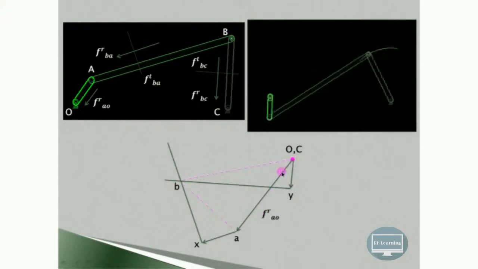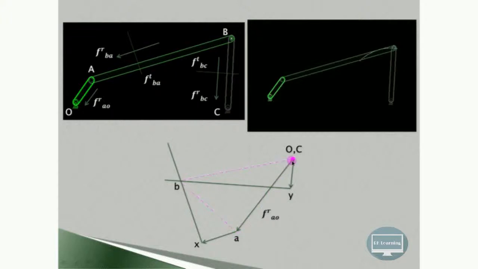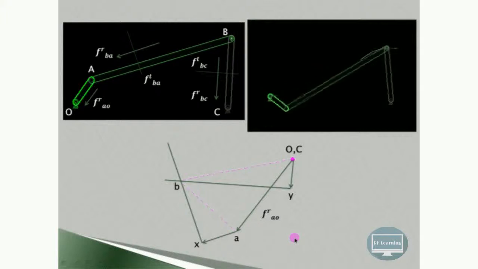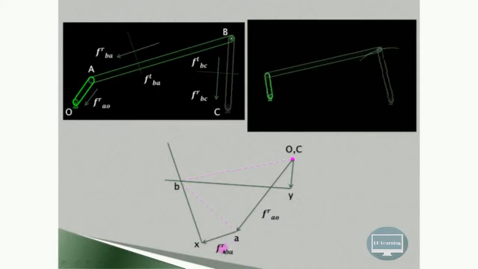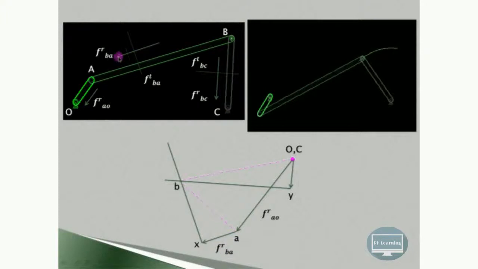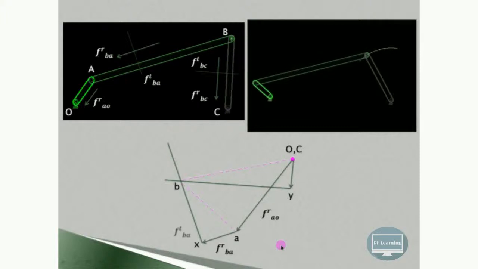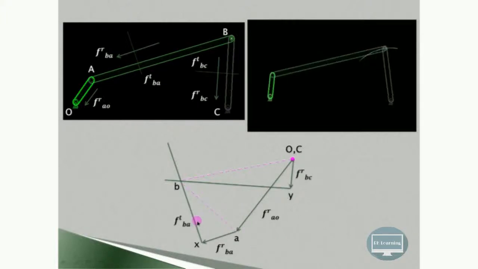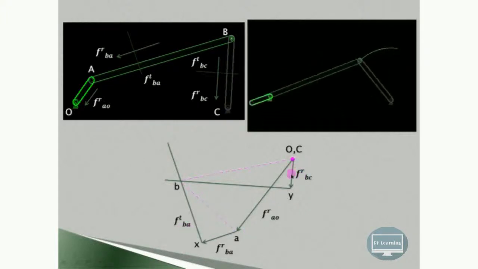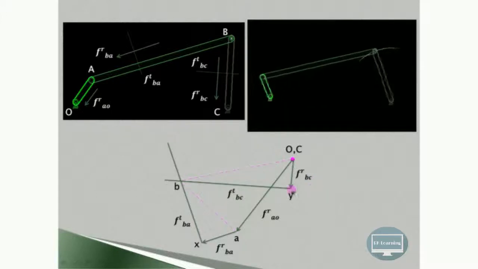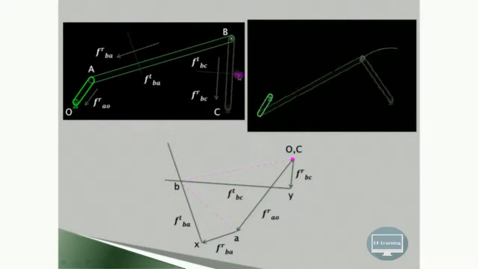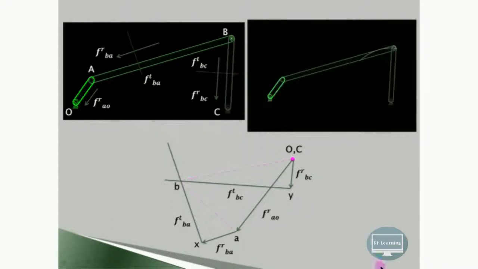So our first vector is the radial acceleration of A with respect to O. So the arrow must be towards A, whose acceleration we are finding out. This is the radial acceleration of B with respect to A. So the arrow must be going towards B. Then this is the tangential acceleration of B with respect to A. This is the radial acceleration of B with respect to C. And this is the tangential acceleration of B with respect to C, that is represented by this particular vector.